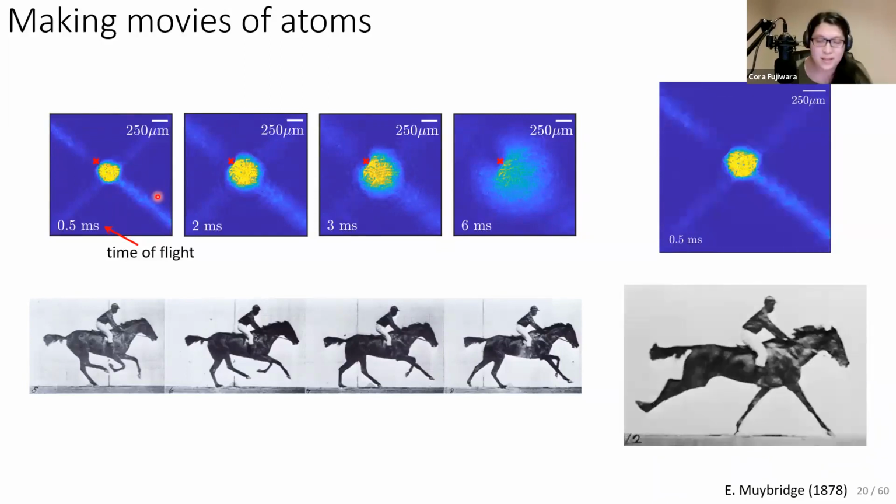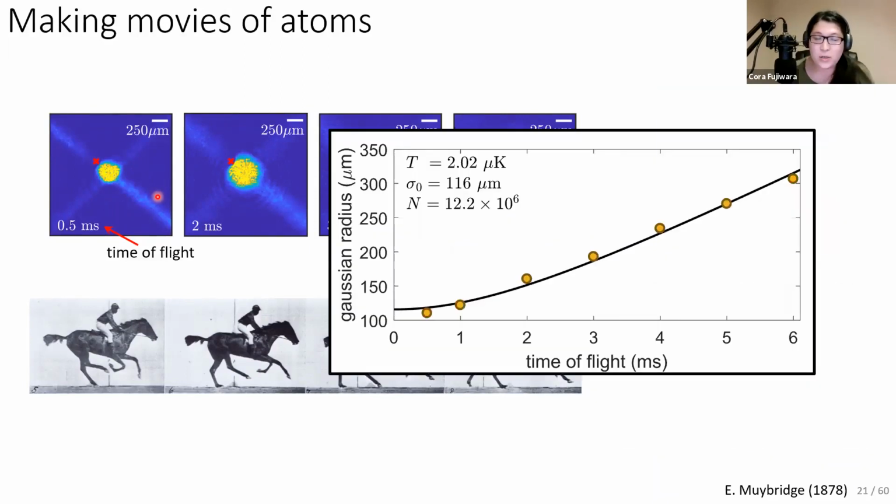Okay, that's fantastic. It turns out that the most pertinent way to describe this is through a Gaussian fit. If I plot the time of flight versus the Gaussian radius, I'm able to extract the temperature, the initial size of the atomic cloud, and also the number of atoms. So when I quote atom numbers and temperatures, in the back of your mind, you should be thinking about this plot. Fantastic.